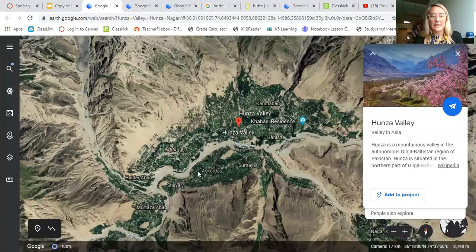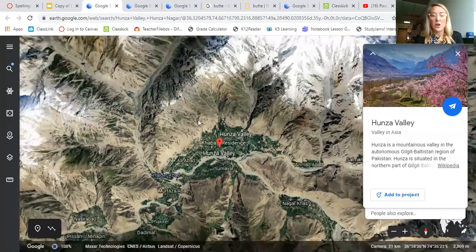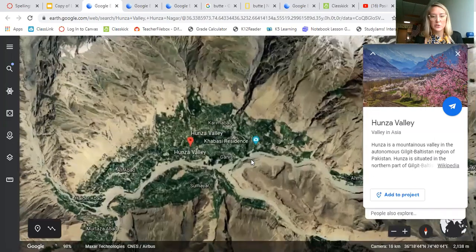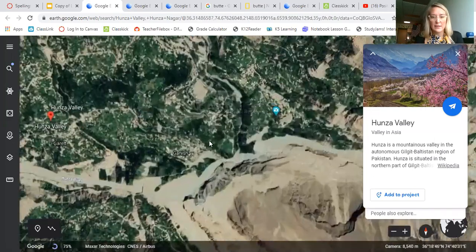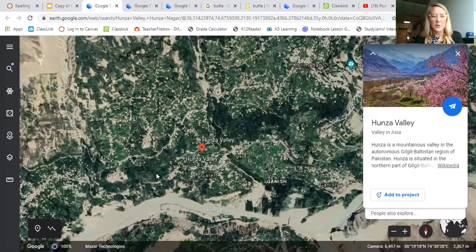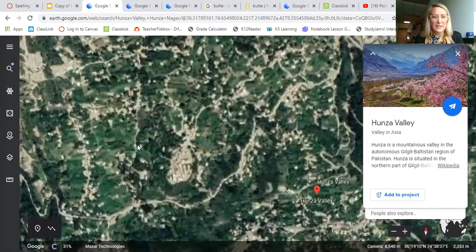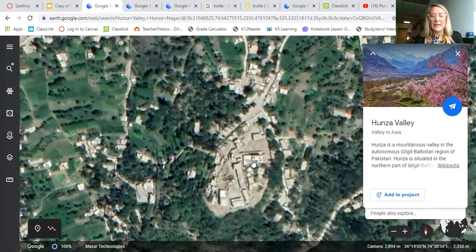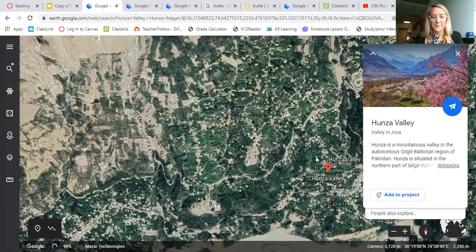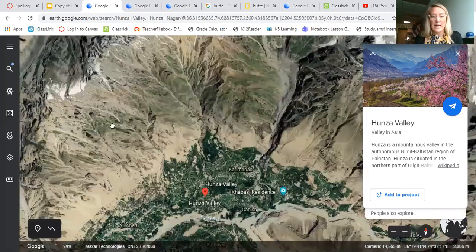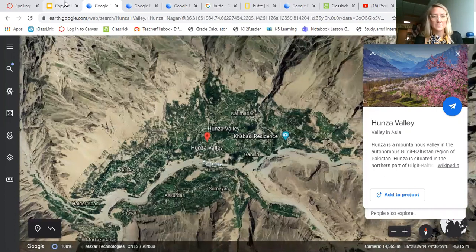So we can see that there are mountains all around this Hunza Valley. Okay, and if we zoom in, you can see that there is a little bit of greenery down here. All right, and it's pretty wide. I actually think I see some houses over here. So the Hunza Valley is not filled with water. The Hunza Valley is surrounded by mountains.